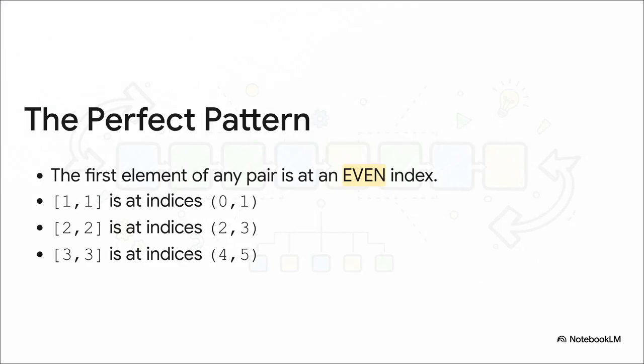Okay, let's imagine a perfect array for a minute. No single element, just pairs. Take a look. See the pattern? The first 1 is at index 0. The first 2 is at index 2. The first 3 is at index 4. Every single pair starts on an even index. This is our baseline, our ground truth. This is how things should be.